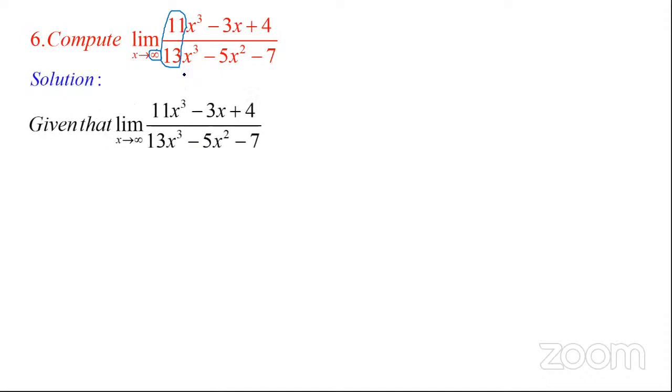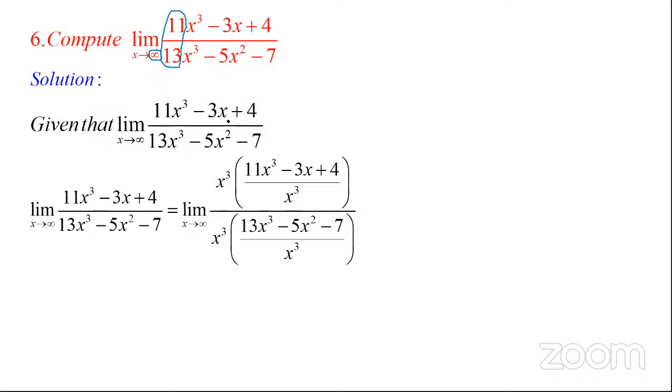So this is a slow solution, given that LHS value. From the numerator I'm taking x cube common, and from the denominator also x cube common. Otherwise, I can multiply and divide with x cube on the numerator and the denominator. Otherwise you can take x cube common directly, then you will get x cube into 11 minus 3 by x square plus 4 by x cube. Here he mentioned x tends to infinity.